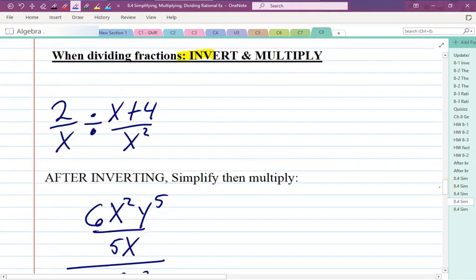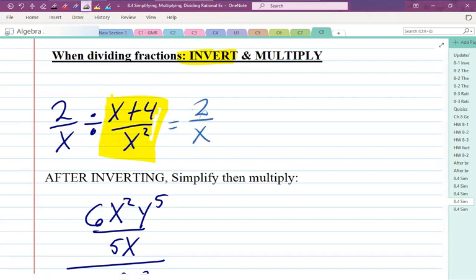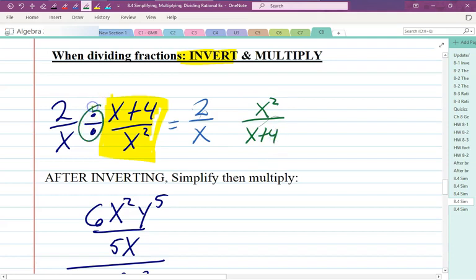Next is dividing fractions. Whenever we divide fractions, we invert and multiply. What does that mean? It means to take the reciprocal. That's what invert means, is to take that reciprocal. So you take the reciprocal of the second fraction. The 2 over x stays the same. Now for that second fraction, we take the reciprocal, x squared over x plus 4. So we inverted it, and that division sign is now a multiplication sign.